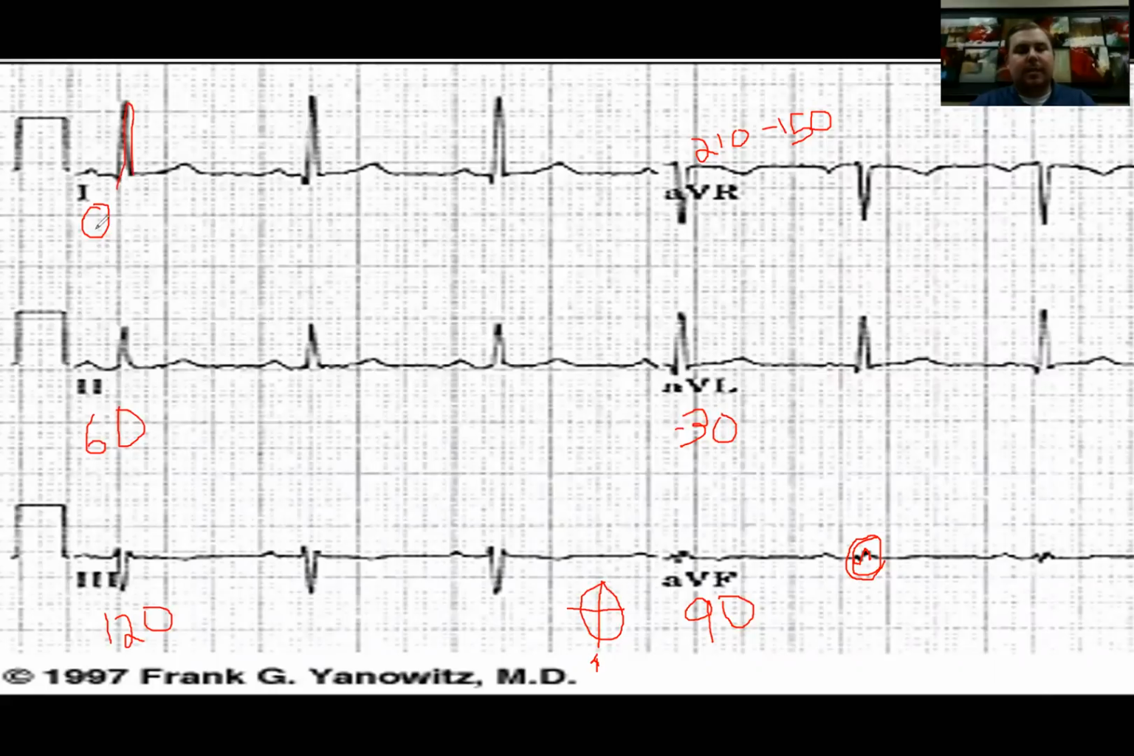So that means that my QRS axis is pointing towards lead 1. It doesn't have to be perfectly at lead 1. It just means it's pointing somewhere over here at lead 1. So it means that my discharge is mostly horizontal from the right side of the heart to the left side of the heart, pointing this way.